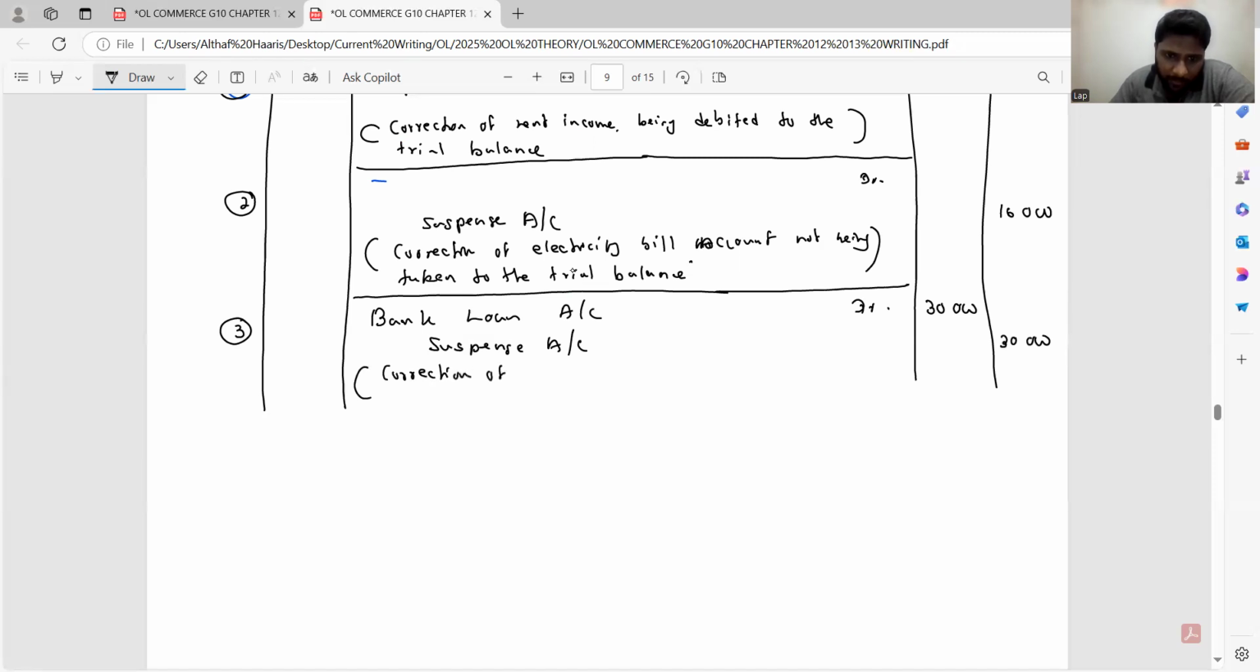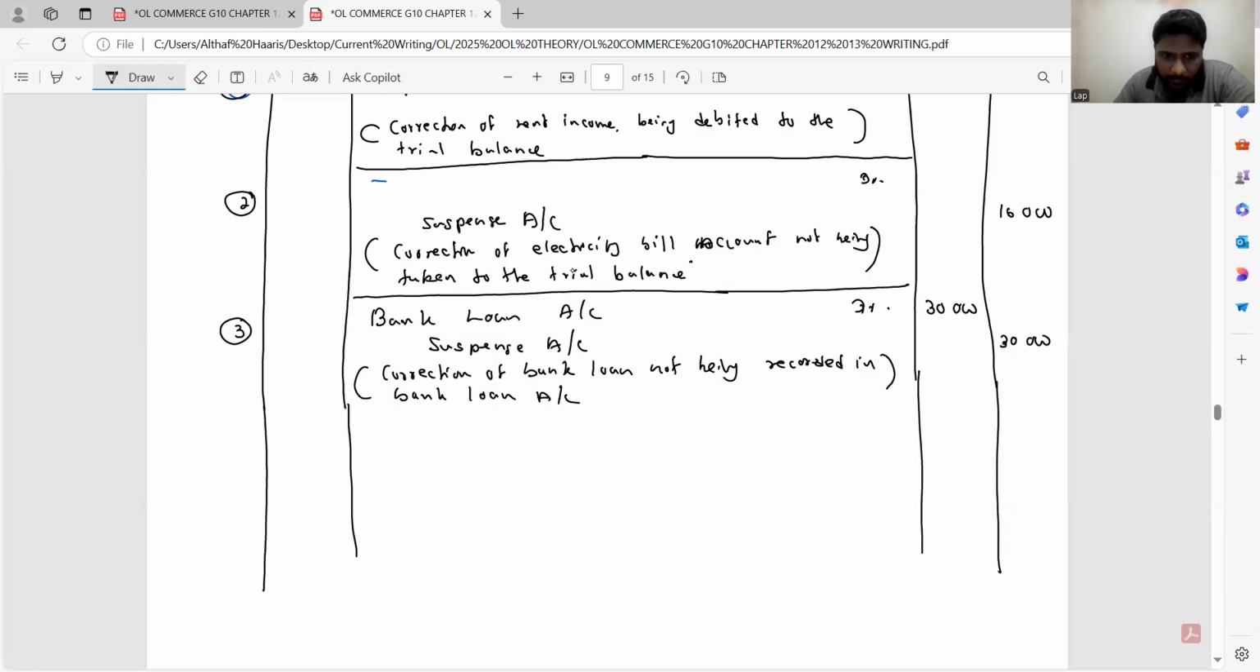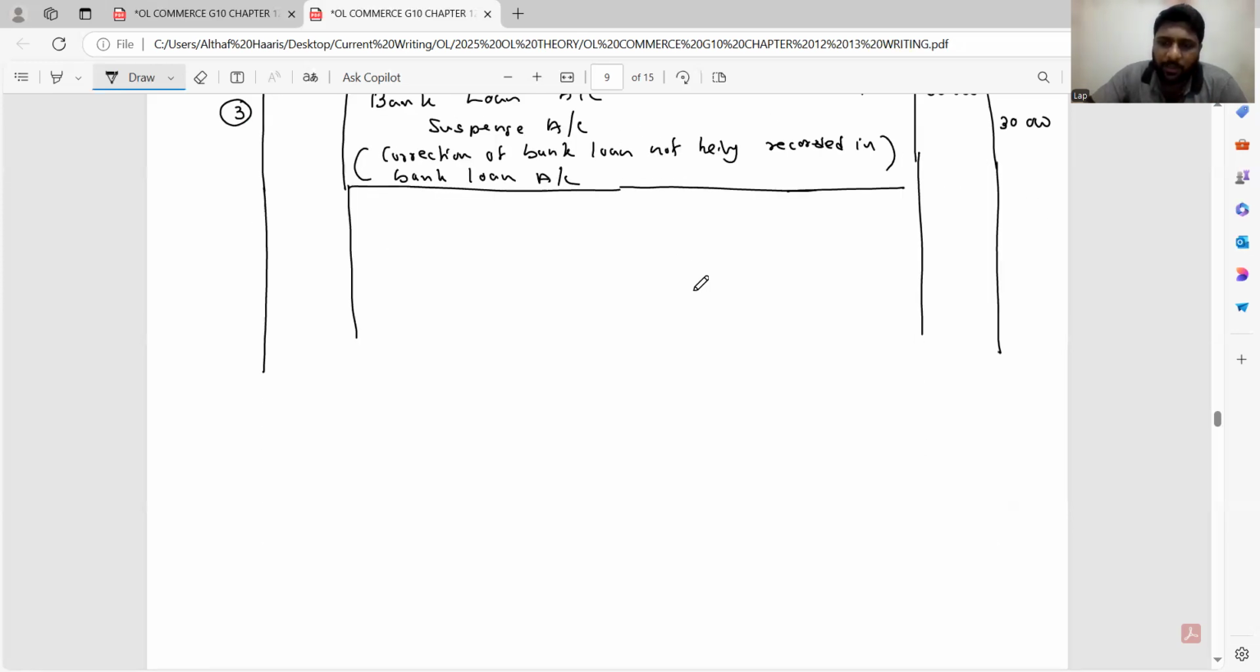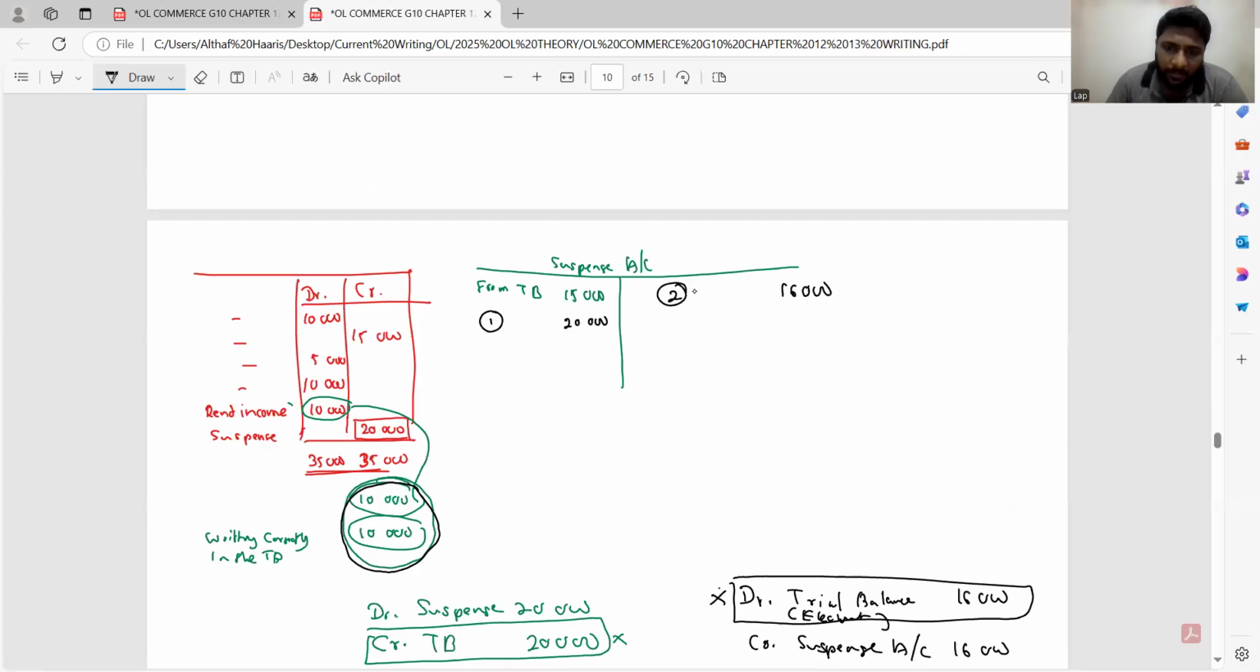Correction of bank loan not being recorded in bank loan account. So third one, suspense account credit 30,000.